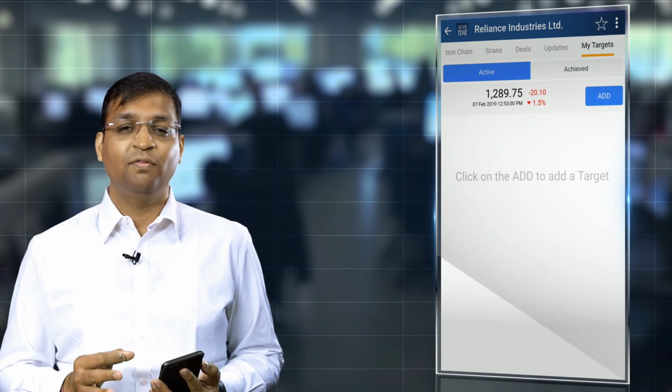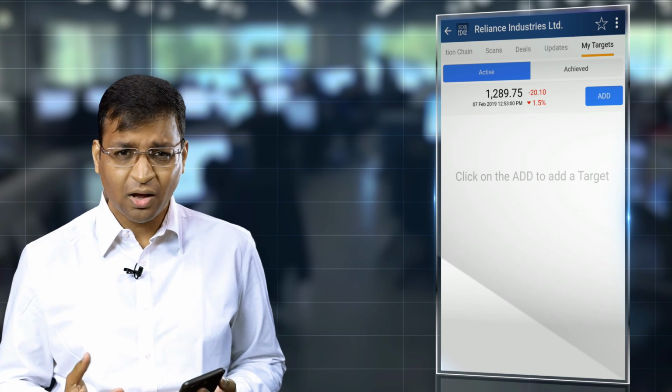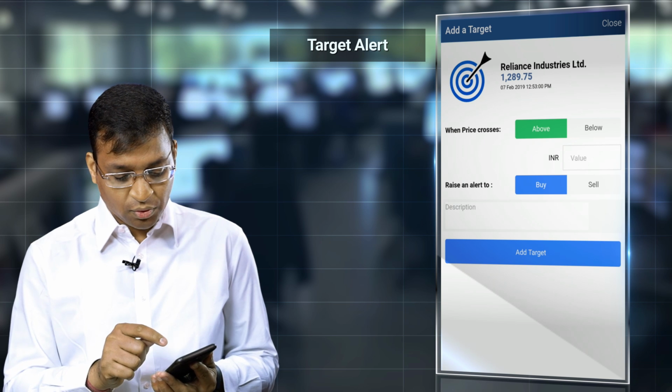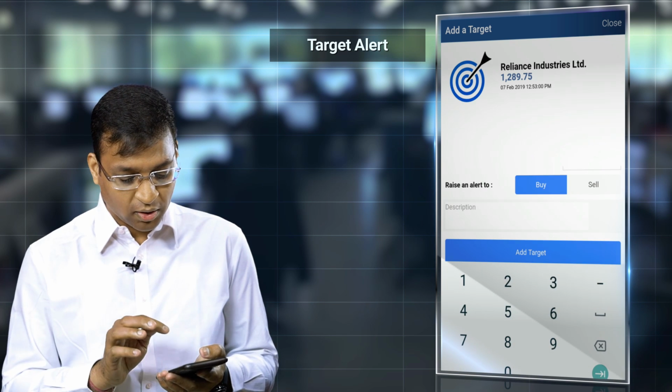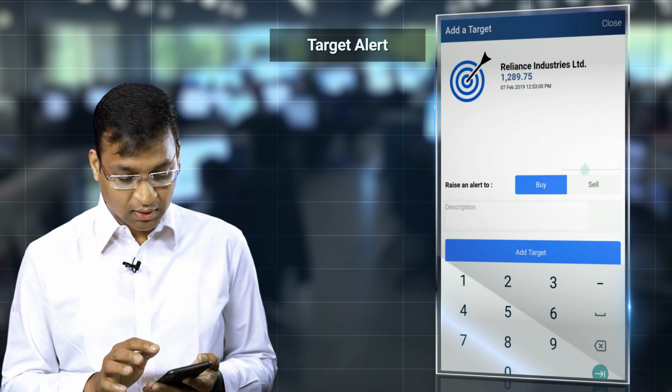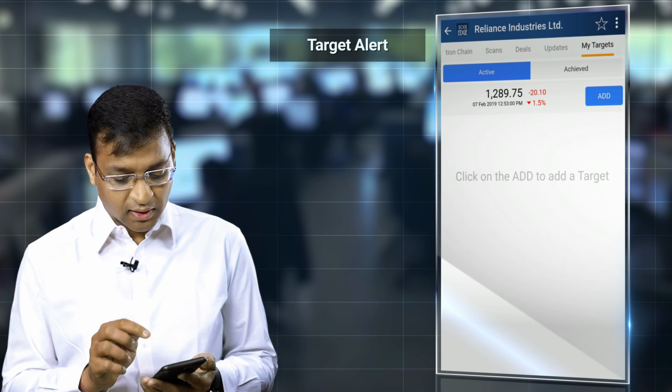And the last is, you as a prudent investor, you would not like to buy at every price. You would like to wait until the right price is reached. So you can give an alert. Say I give an alert that you only inform me if the stock actually moves beyond a certain price, and you can add the alert.